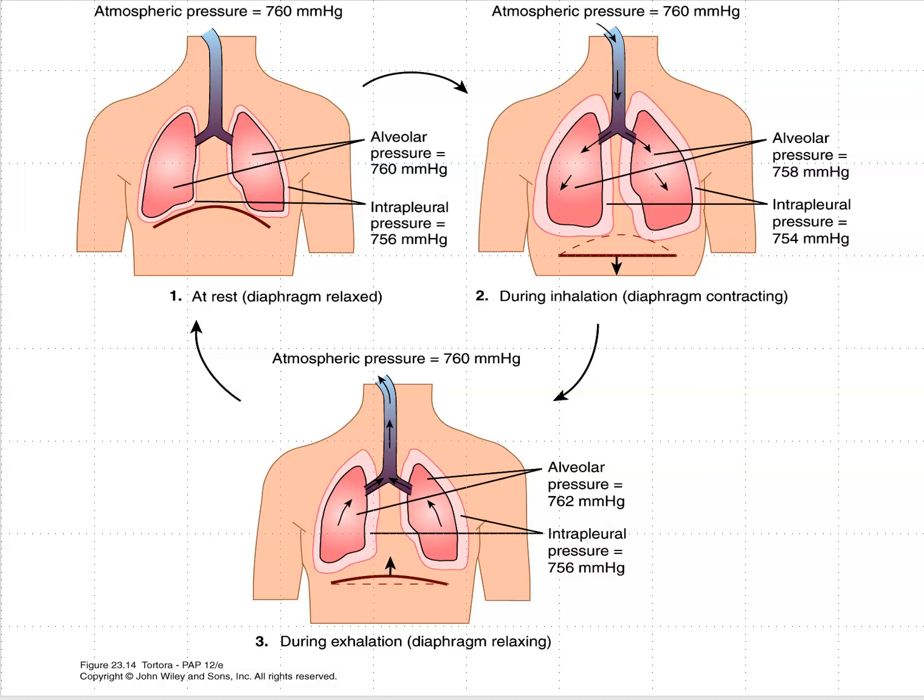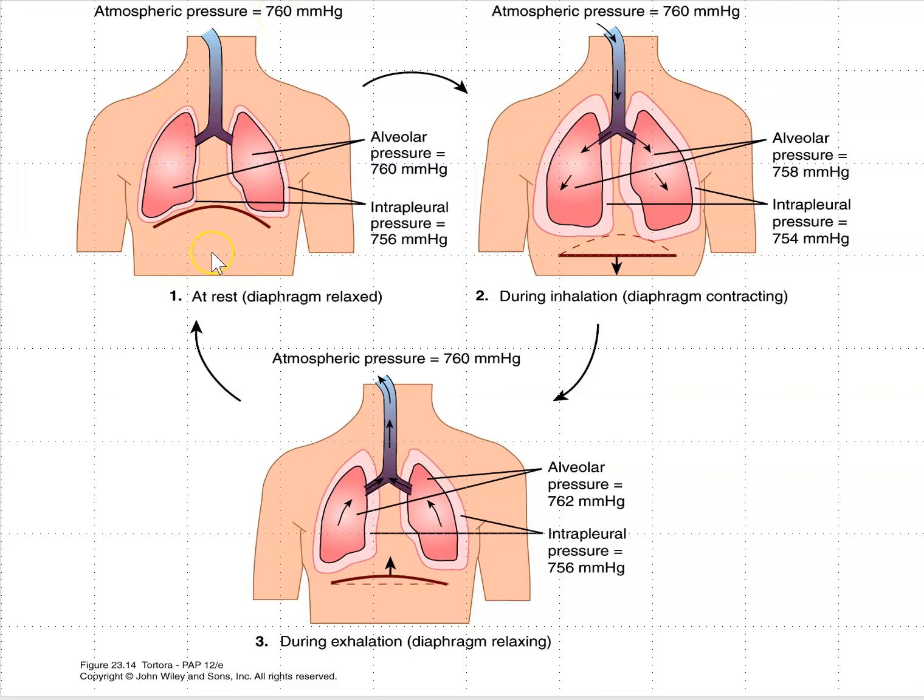So when the pressure in the chest is less than the atmospheric pressure, the air will move into the lungs, and this process is called inspiration. And when the pressure in the chest is greater than the atmospheric pressure, air will move out of the lungs, and this process is known as expiration. So let's look at that process in a little bit more detail. The atmospheric pressure is 760 mm of mercury.